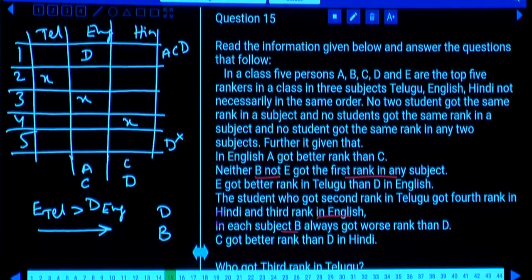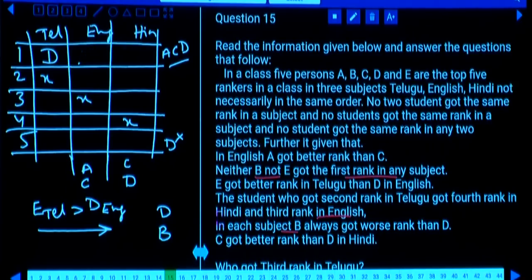If D gets first rank in English, then E must get a much better rank than first rank, which is not possible. Hence D cannot be here as well. D cannot be English, D cannot be Hindi, but as only these three persons must be Hindi, D must be Telugu. Follow here? D is the first rank in Telugu.